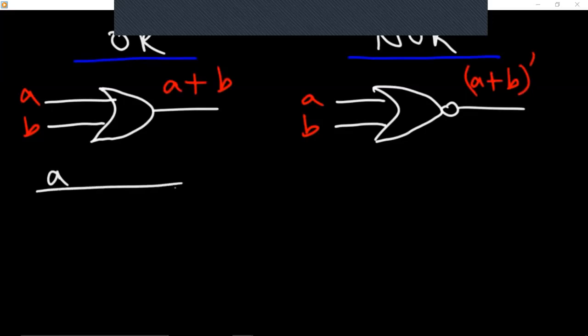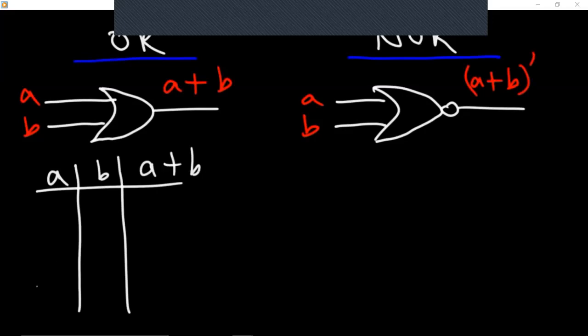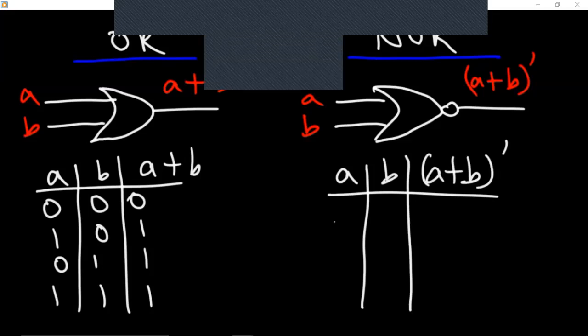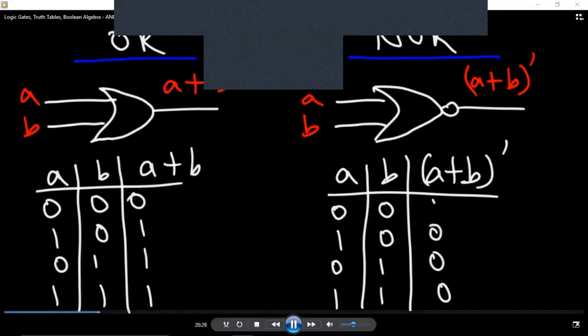Now let's write out the truth tables. The output of an OR gate will be in the on state if either A or B is in the on state. Now, in the case of the NOR gate, it's simply the reverse. If either A or B is in the on state, the output will be in the off state.